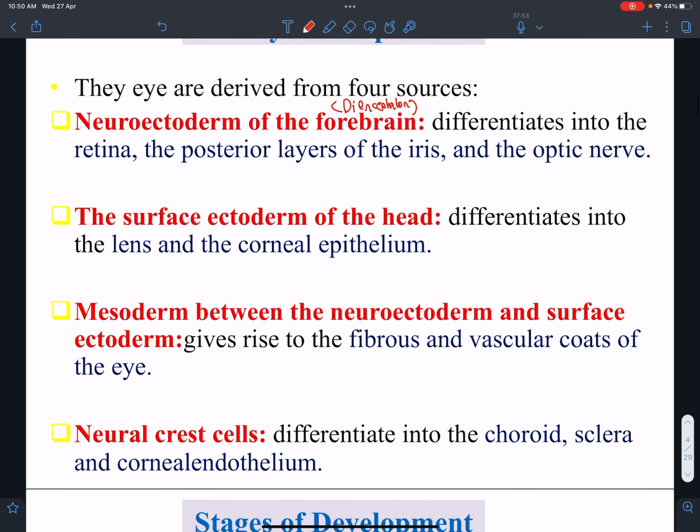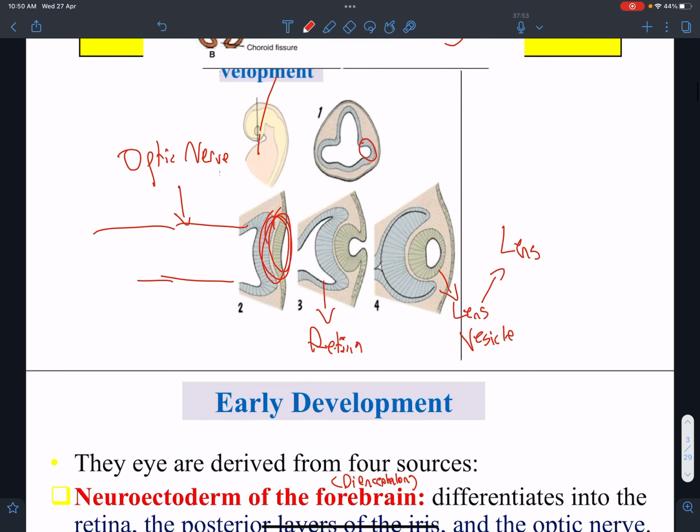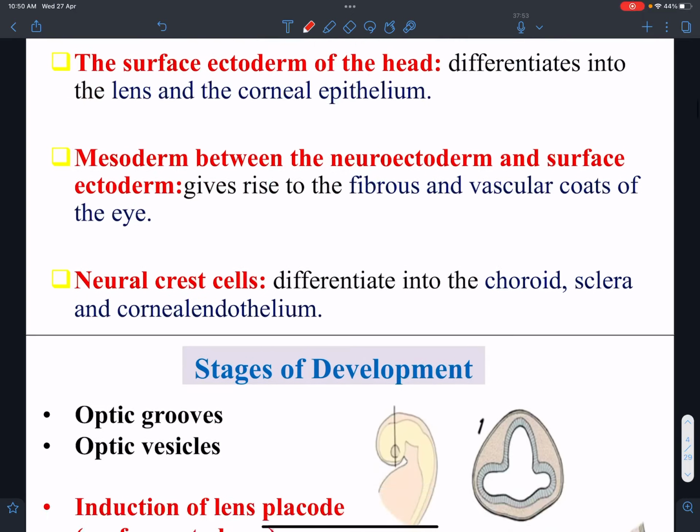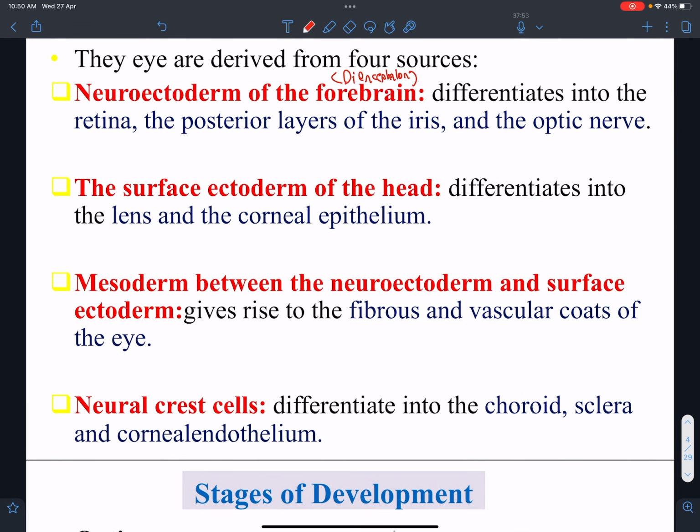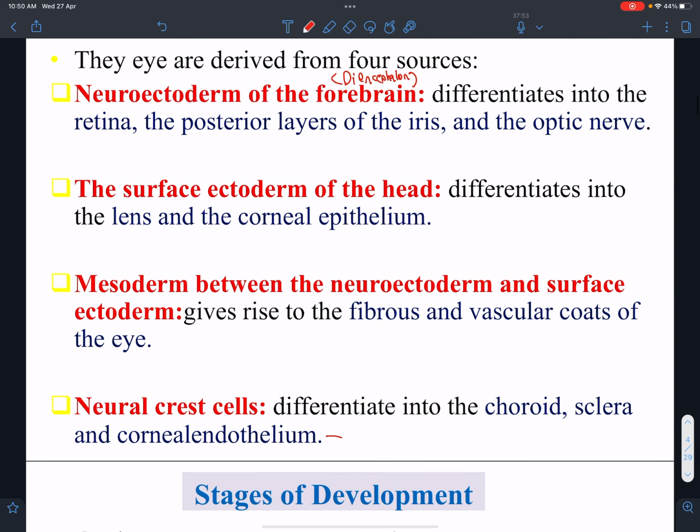Okay? The final layer is the neural crest cells. And if I were to put the neural crest cells, it would be right here. All right? And these neural crest cells are going to give you basically the same thing. The choroid, right? Parts of the choroid, it's also going to give you the sclera, and part of the cornea. And the cornea is many layers, all right? So the corneal endothelium. And we should add here also the stroma of the iris, the connective tissue of the iris, because the iris is made of smooth muscle, the sphincter pupillae, the ciliary body, and the stroma, the connective tissue. So the neural crest cells are also going to give you the stroma of the iris, all right?